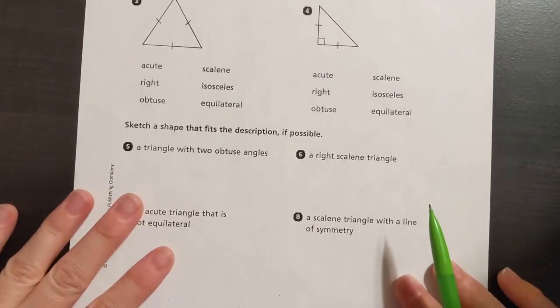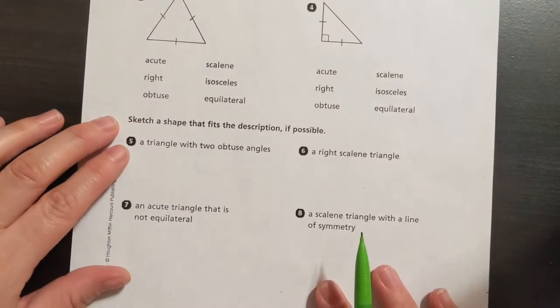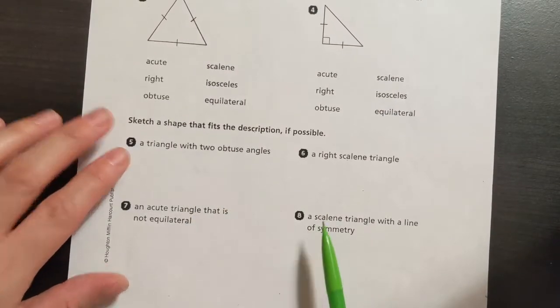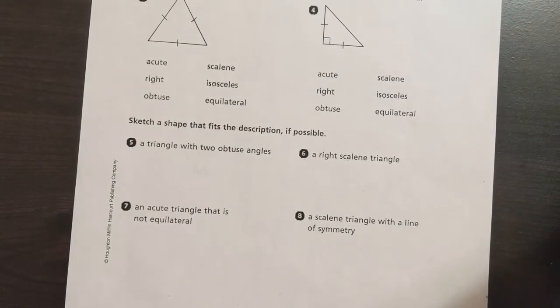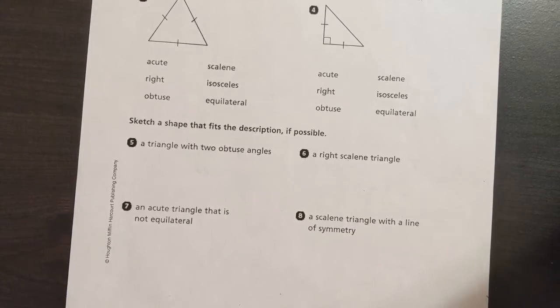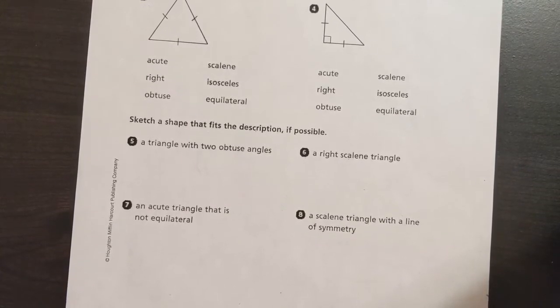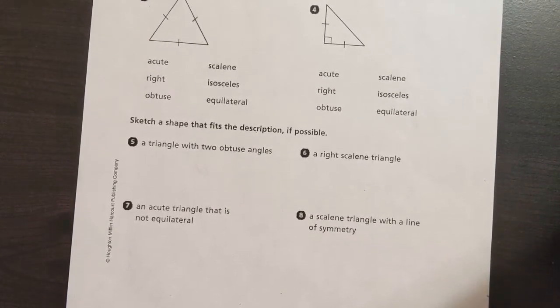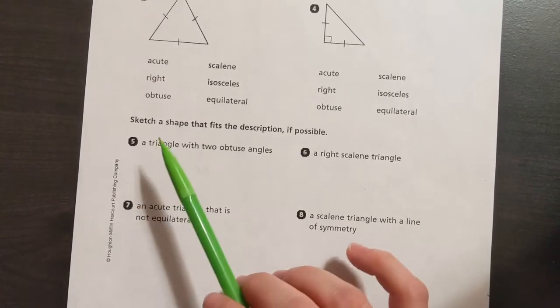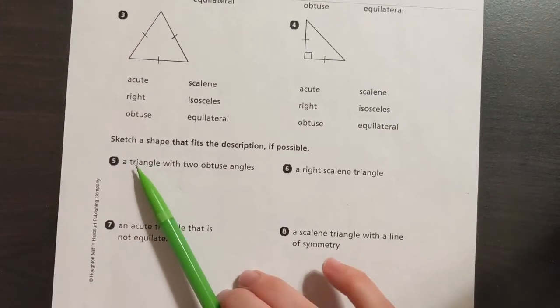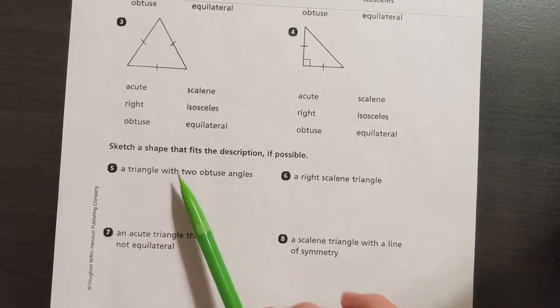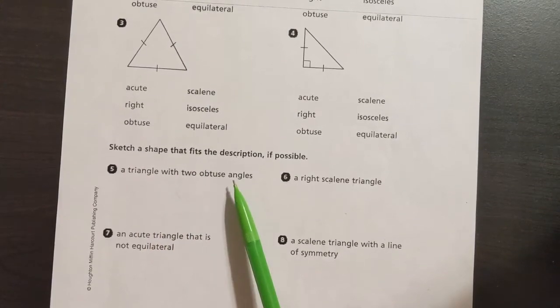Okay, on 5 through 8, this is what I wanted to spend some time on. Two of these are not possible. I'll let you think about that for just a minute. Two of these are not possible. So if you look at number 5, can you sketch a shape that's a triangle with two obtuse angles?